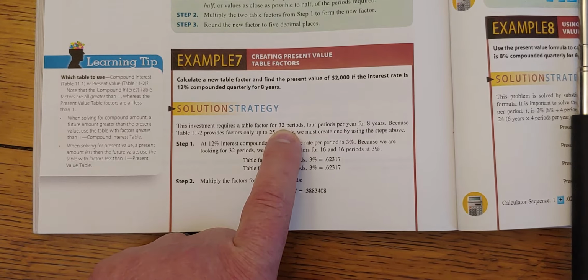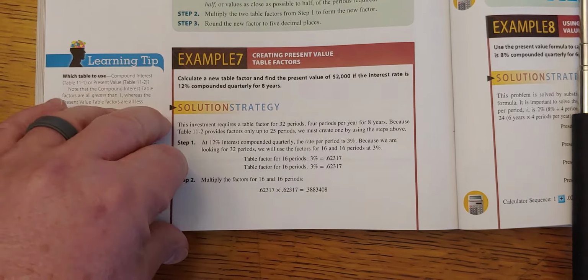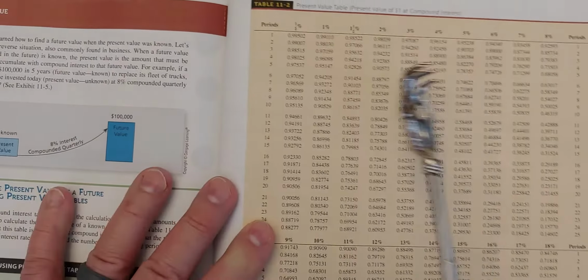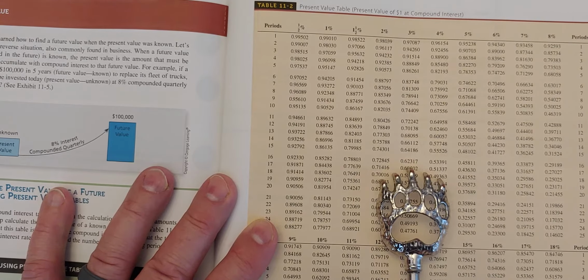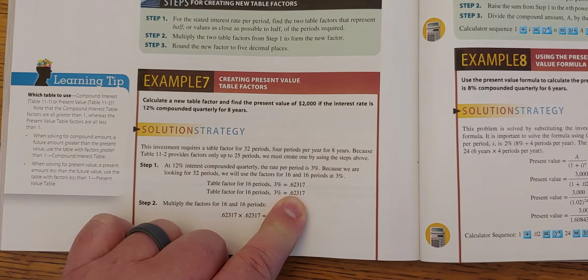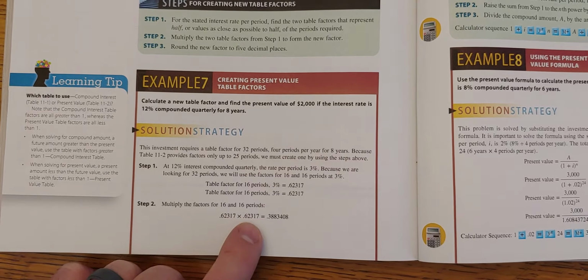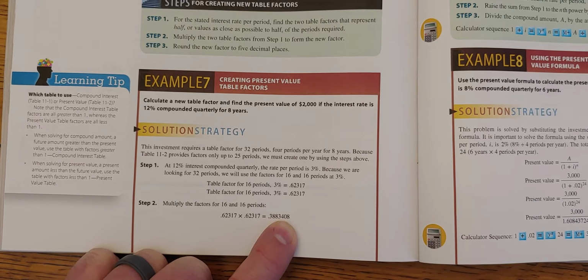So let's find half, which is 16. And 16 at 3%, if we look at the table, come down to 16. That's 0.62317, and that's what they find in the example. So they take 16 and 16, multiply them together, and get 0.3883408. Rounding to 5 decimal places, the fifth digit is a 4 and the sixth one is 0, so it stays at 4.